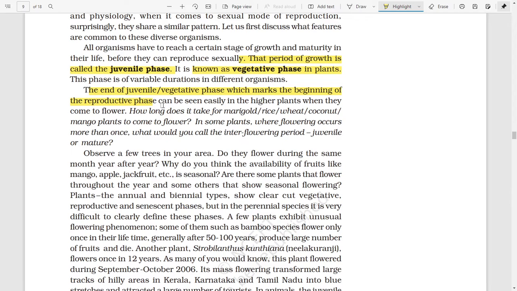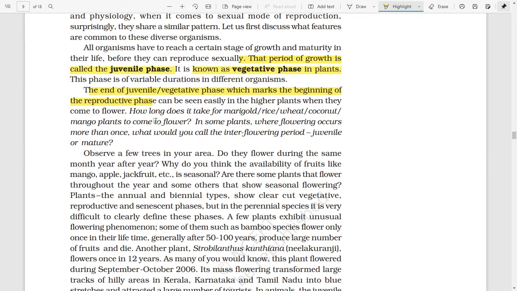Marigold takes about 1 year. Rice and wheat take a few months, coconut takes a little more than 1 year, and mango takes about 2 to 3 years.